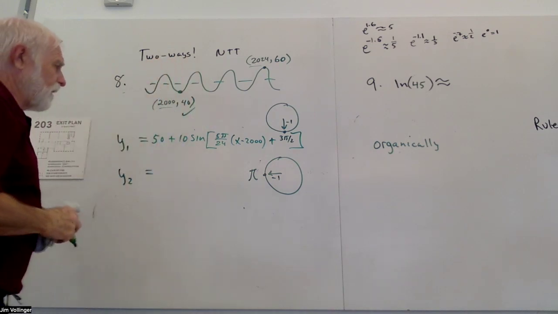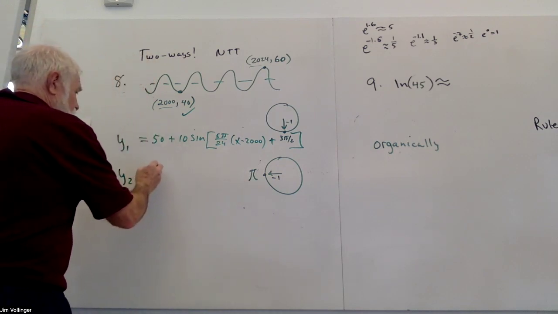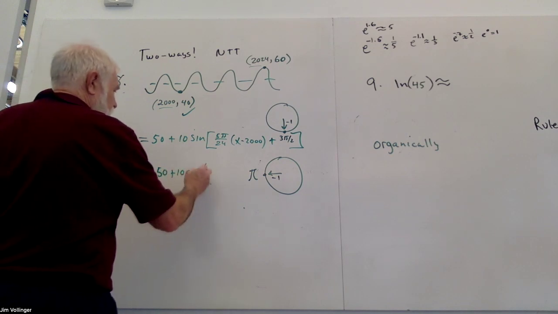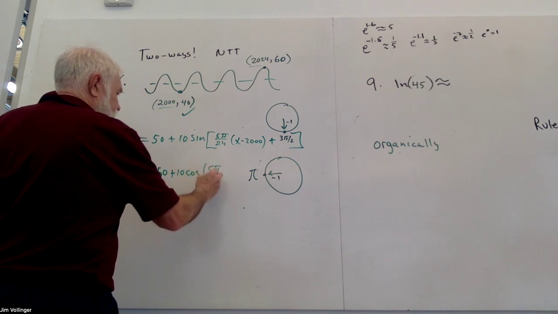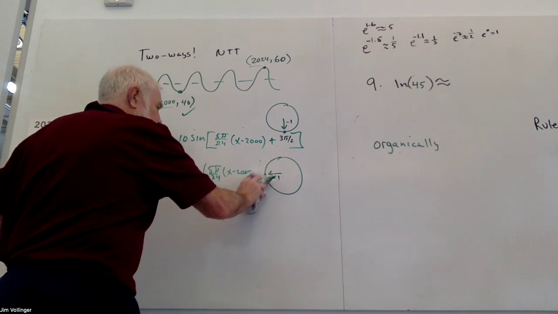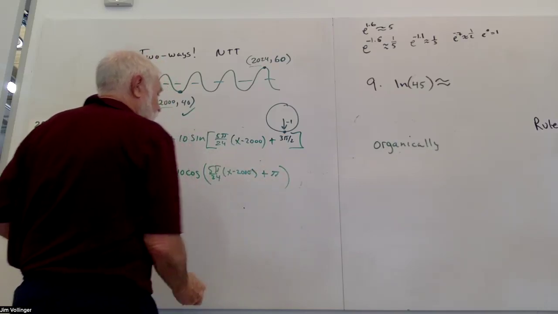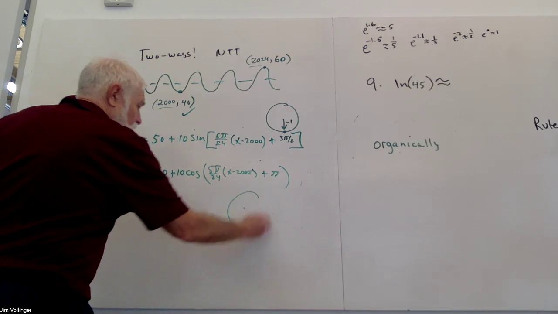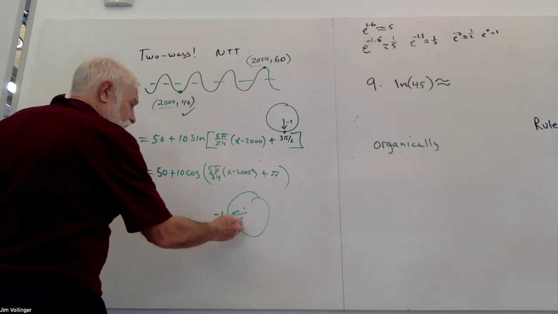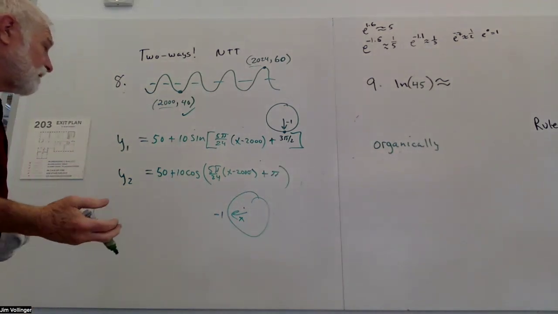All right. If I want a -1, well, pi does that on the cosine function. So we got 50 plus 10 cosine. And now all I have to do is the 5 pi over 24, x minus 2000. I'm going to have to erase this one. Plus pi. Okay, so you put 2000 in, you get pi. What's the value at pi? Pi radians, 3.14 radians. -1 is the cosine's value. There's your -10 plus 50. And you got that one.